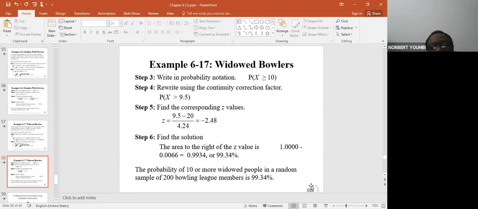Now we want the probability that x is greater than or equal to 10. We need to convert it first by adding or subtracting 0.5 to maintain the same random variable. So x is greater than or equal to 10. If we add 0.5, we will do 10.5, which is not the right thing. We will subtract 0.5 instead, and we will get x is greater than 9.5. Remember here, the mean is 20, and the standard deviation is 4.24. I will go back to the Google calculator.